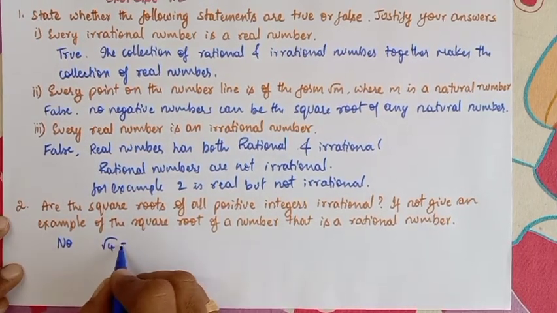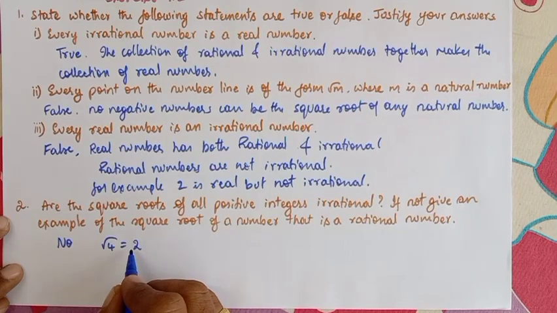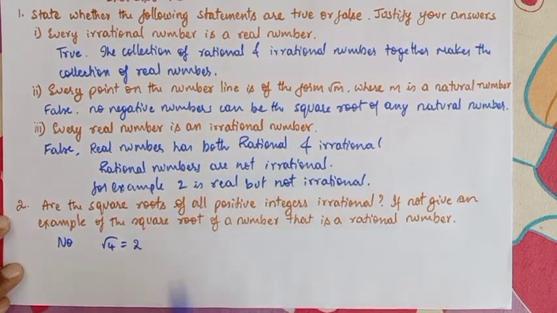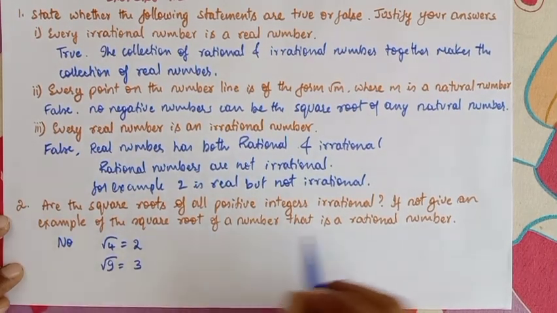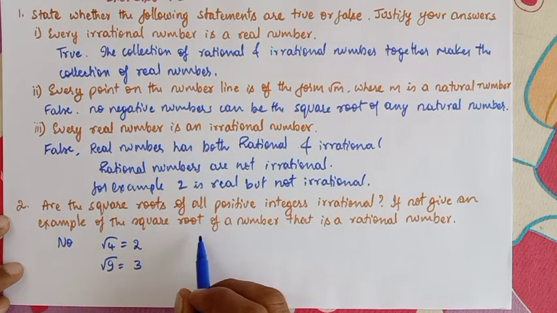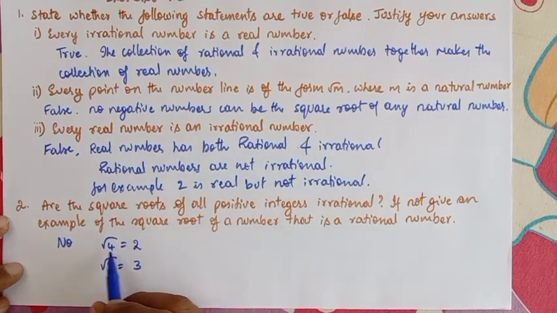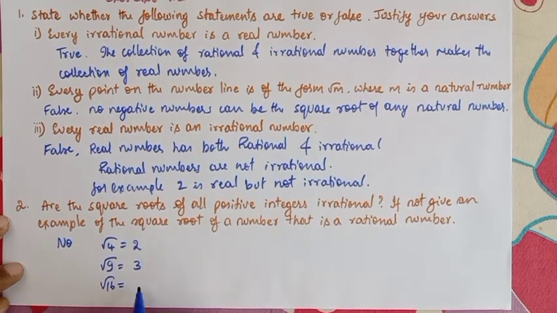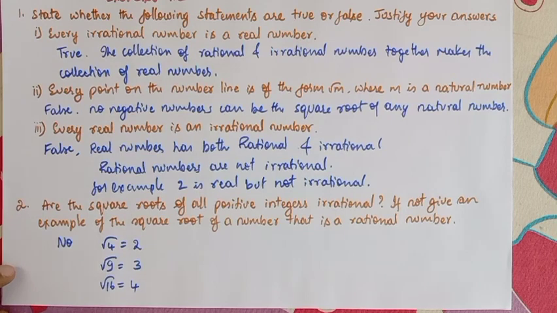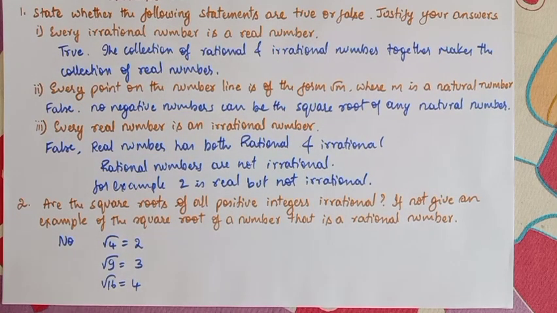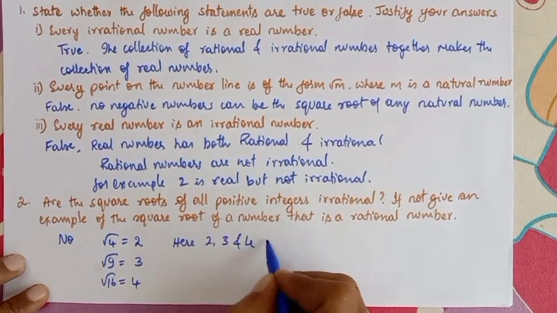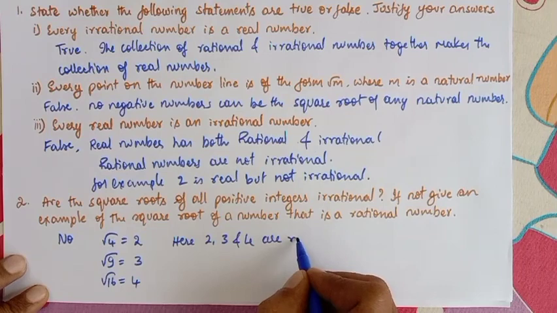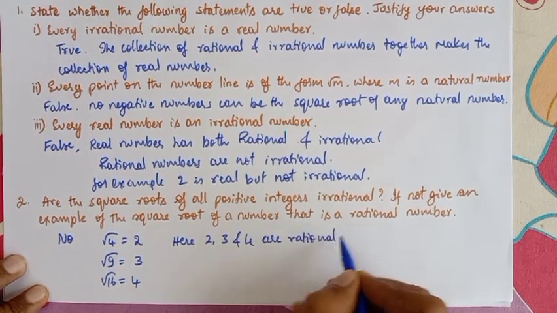Square root of 4 is 2. 2 is not an irrational number, it is a rational number. Similarly, square root of 9 is equal to 3, and square root of 16 is also 4, a rational number. So this completes. Here 2, 3 and 4 are rational numbers.